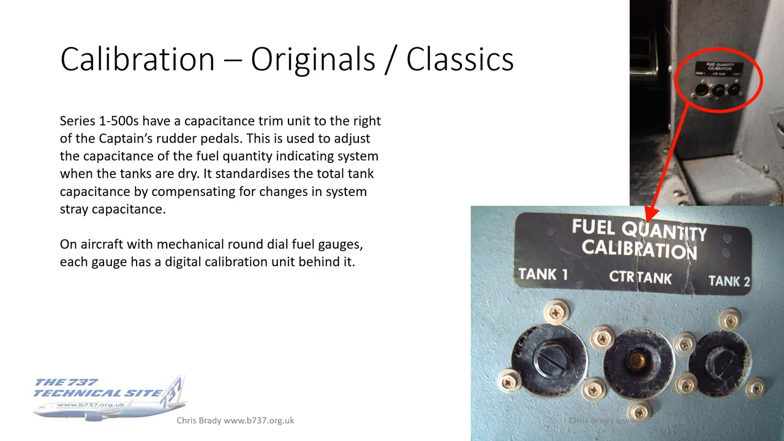On aircraft with the old mechanical round dial fuel gauges, each gauge has also got a further calibration unit behind it, so you can swap out the fuel gauges and just set the calibration figure in. But they're all a long way back in history.